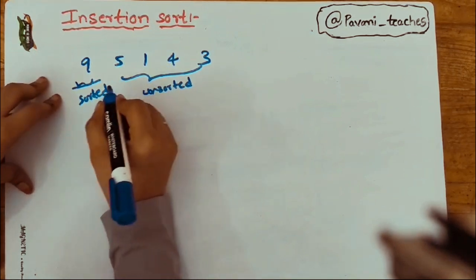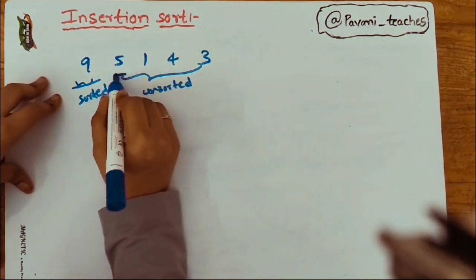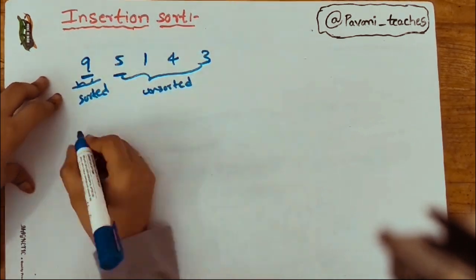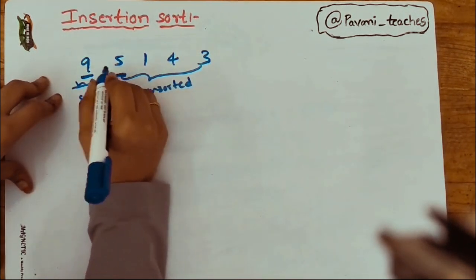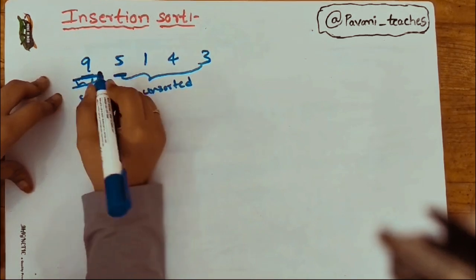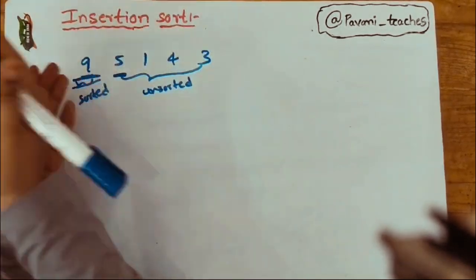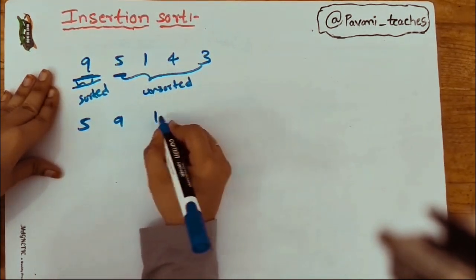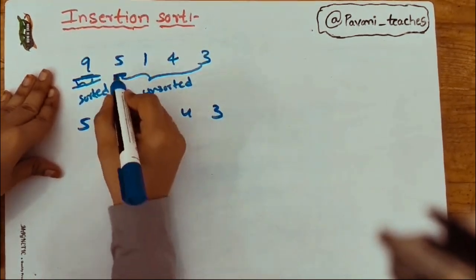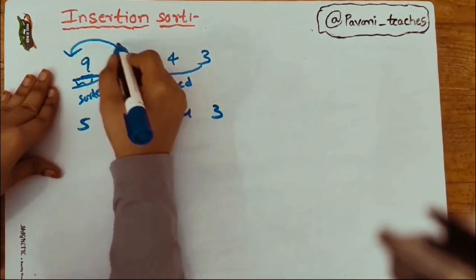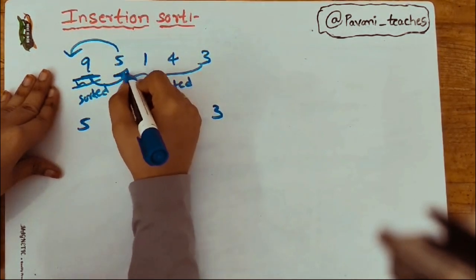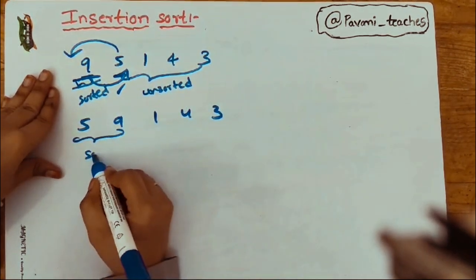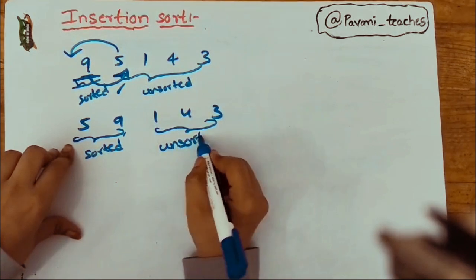Now we have to compare the first element in the unsorted array with the sorted array. That is, if this element is less than the element in the sorted part, we have to swap the values, like 5, 9, 1, 4, 3. We have to swap this. It should come in this place, and this 9 should be placed in A of 1. Now these two will become sorted and these three will be unsorted.